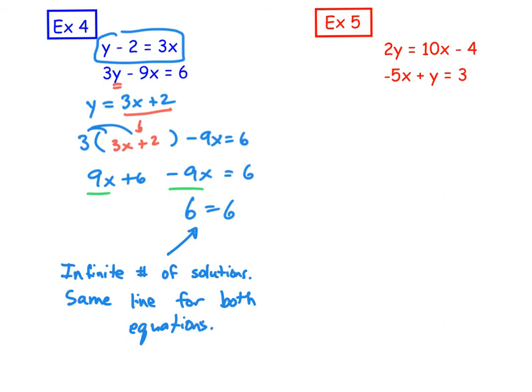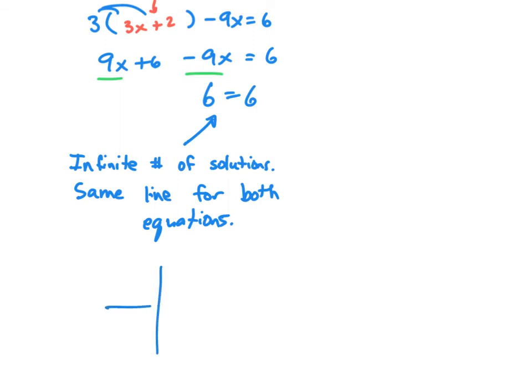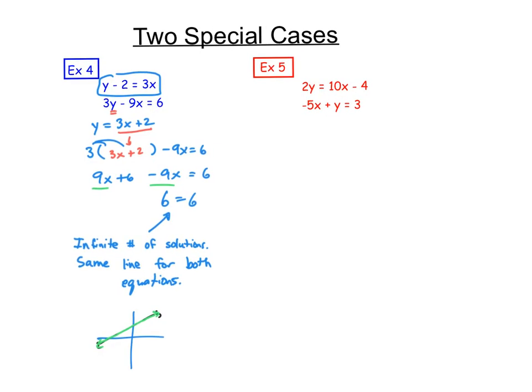And if you're wondering how that can be, basically each equation would graph, if this is one of the equations, the black one, then the green one would be the same one. It'd be right on top of it. So there's an infinite number of solutions. Everywhere that line exists is a solution to this. They're basically the same line. Okay, so that's special case number 1.